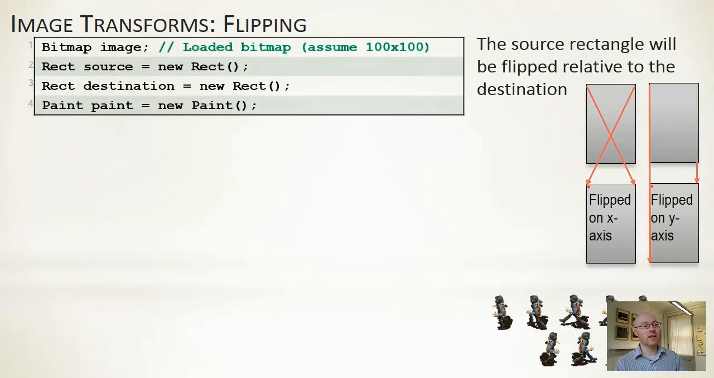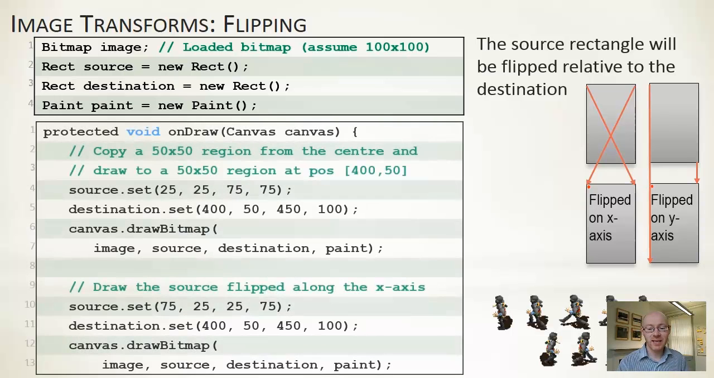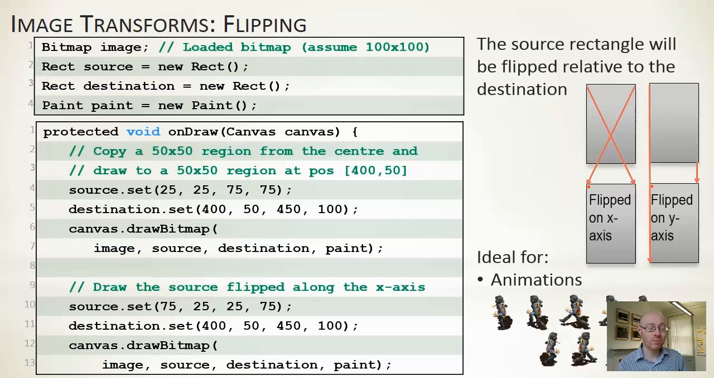How do we do this? Again, we've got our image, we've got our source and destination rectangles, we've got a paint as well. And you can see here a little fragment of code that will do it. So lines 2 to 7, they draw it the normal way that we've seen before. We set up a source, we set up a destination.